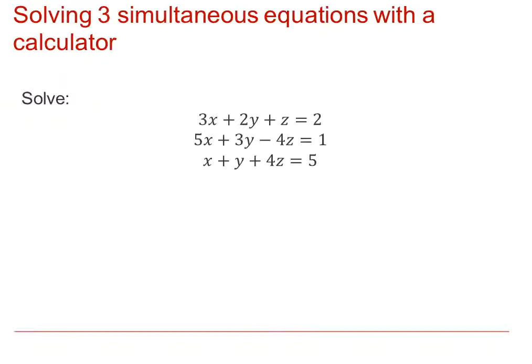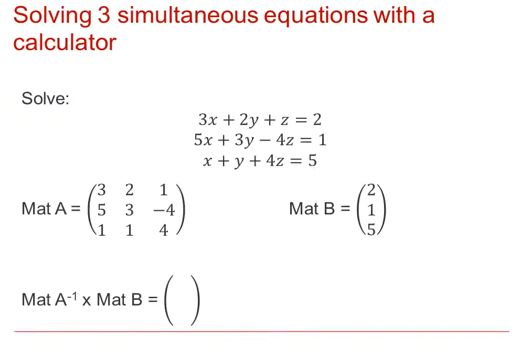So in this example, we have three simultaneous equations in three unknowns. We need to identify the matrix A, which is all 9 coefficients, and the matrix B, which is 2, 1, 5. If we enter these matrices into our calculators and identify them clearly as matrix A and matrix B, then our calculator can find the inverse of A pre-multiplying the matrix B. And our calculator will find the answer as minus 15, 24, minus 1.